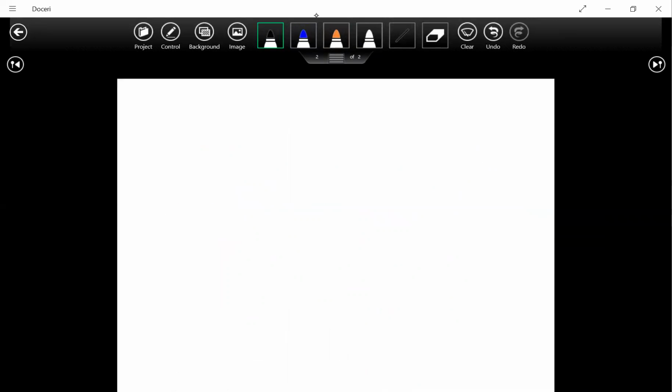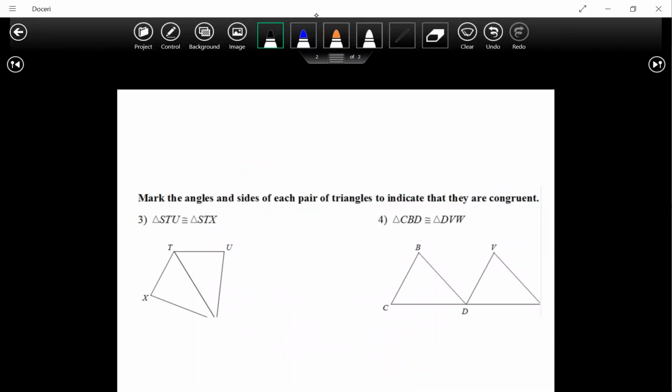Looking at these parts, you have to know CP/CTC, right? CP/CTC. Mark the angles inside to show congruence. Okay, this goes back to being able to list the parts and mark the parts, right? So we're going to do both of them.